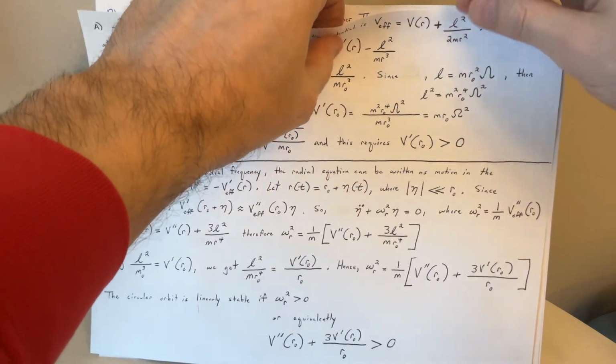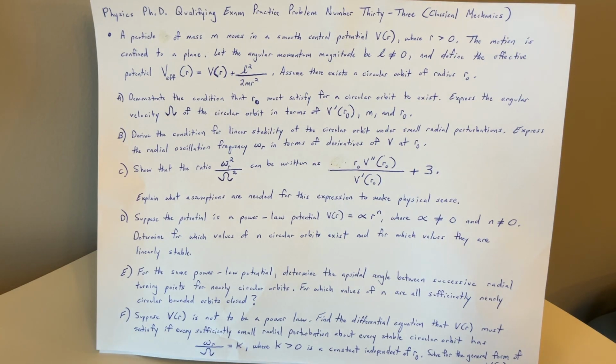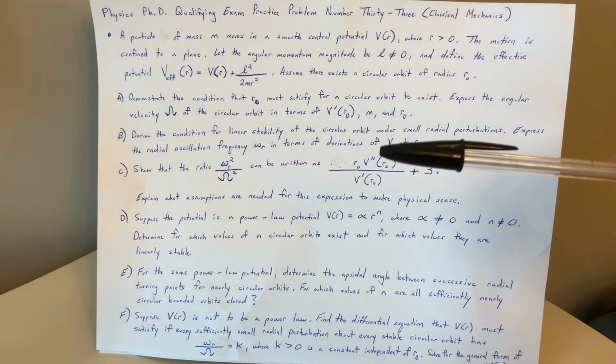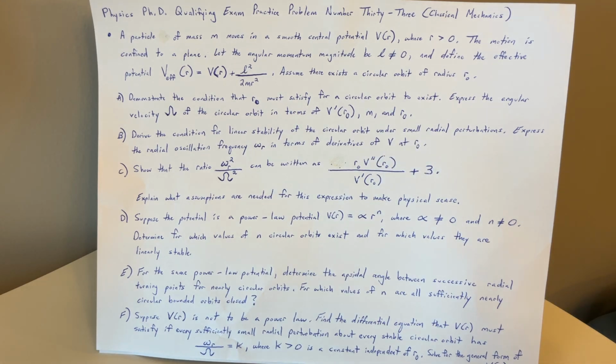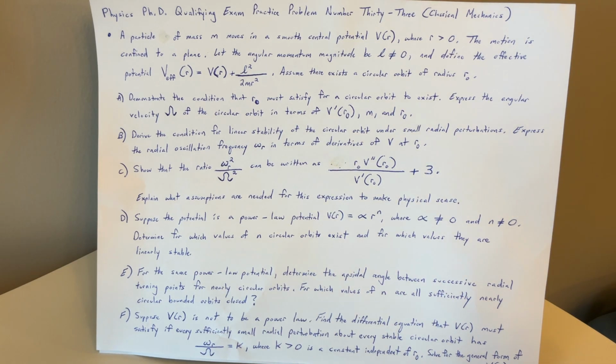Now from here, going back, letter C. Suppose the potential is a power law potential. I'm sorry, letter C, that was letter D. Letter C, show that the ratio lowercase omega sub r squared over capital omega squared can be written as the following: r naught V double prime of r naught divided by V prime of r naught, plus 3.